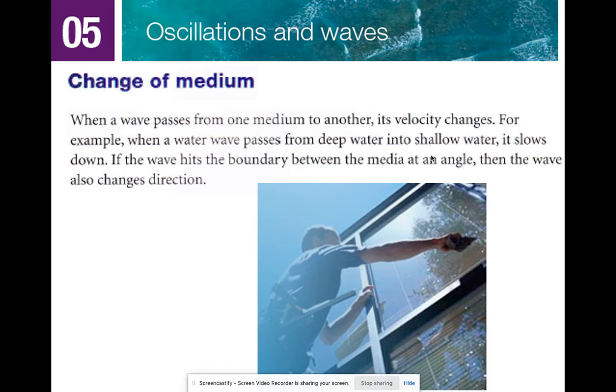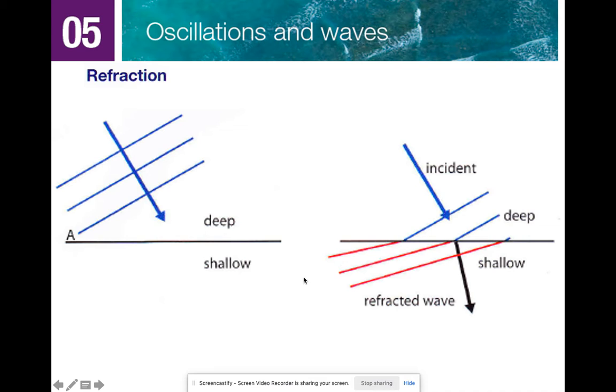All right, so a change in medium. When a wave passes from one medium to another, its velocity changes. For example, when a water wave passes from deep water to shallow water, it slows down. You may have experienced this as you run into water. Like if you ever run into the ocean or into a pool from shallow, you actually slow down. The lower half of your body slows down and you actually fall. You tend to fall into the water. You bend, you fall into the medium.